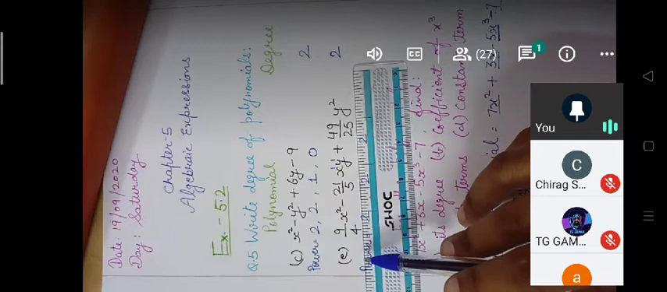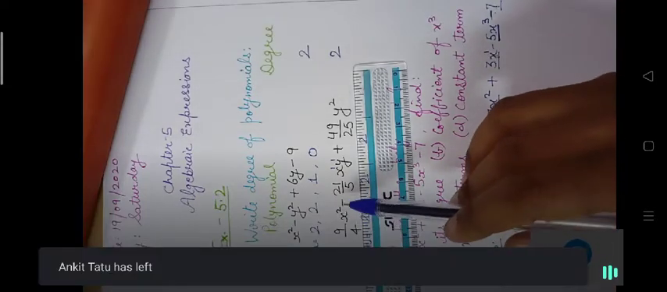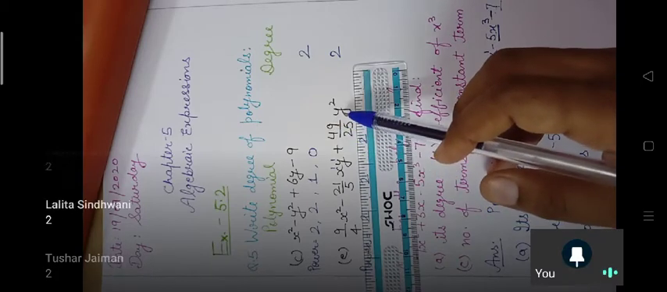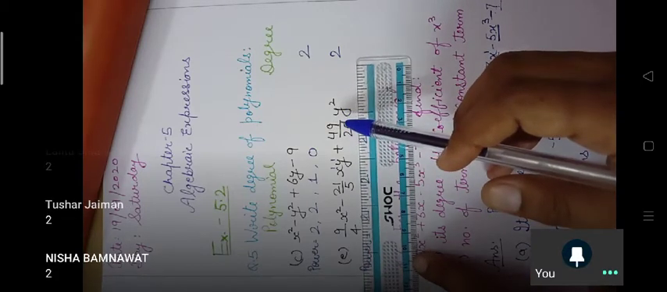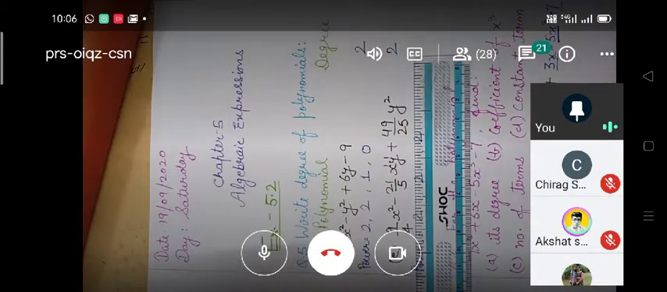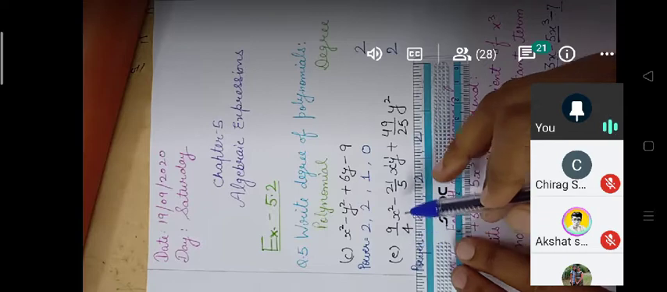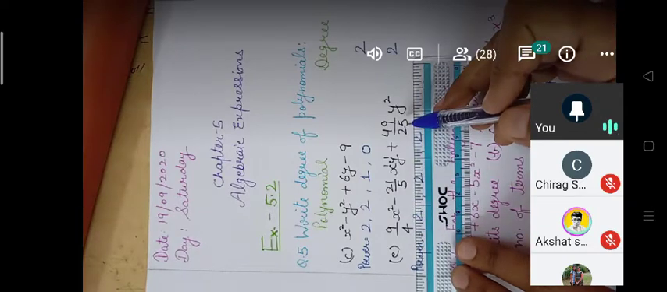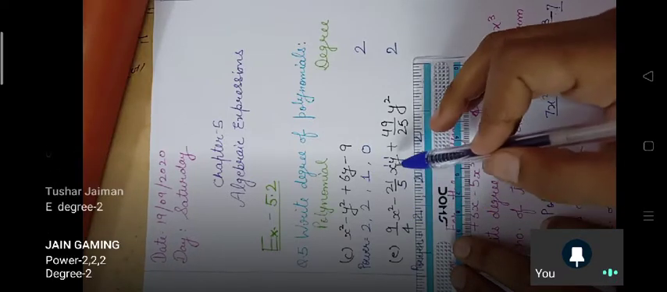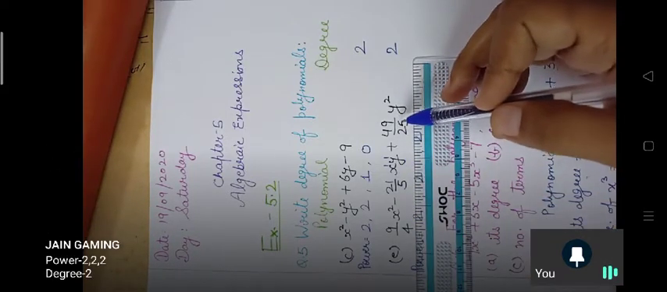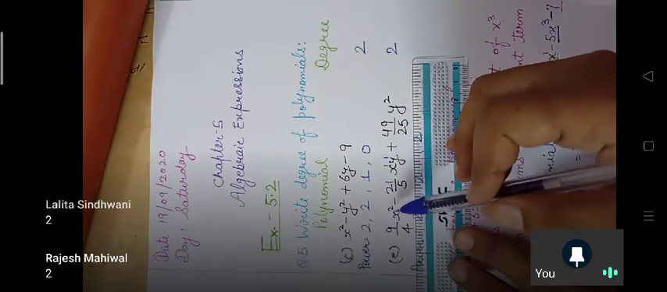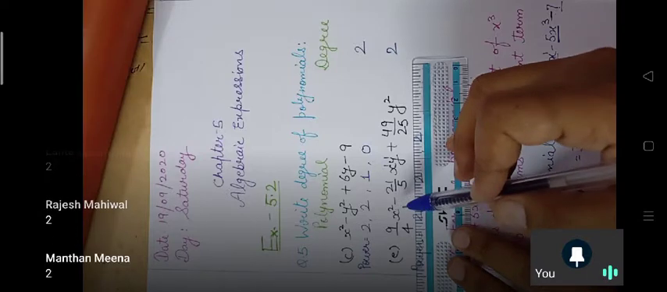The E part is 9 upon 4 x square minus 21 upon 5 xy plus 49 upon 25 y square. In the E part, 3 terms are present, and you can see the variables are x square, xy and y square. So we have to look at the powers of these variables. In the first term the variable is x only, its power is 2. The power of the first term will be 2.